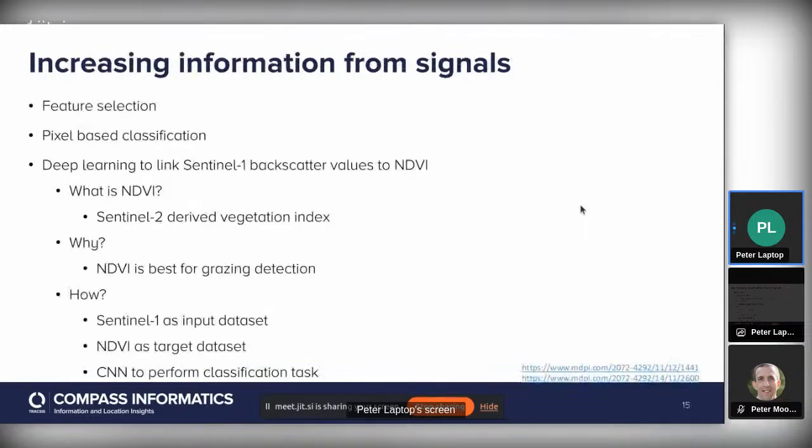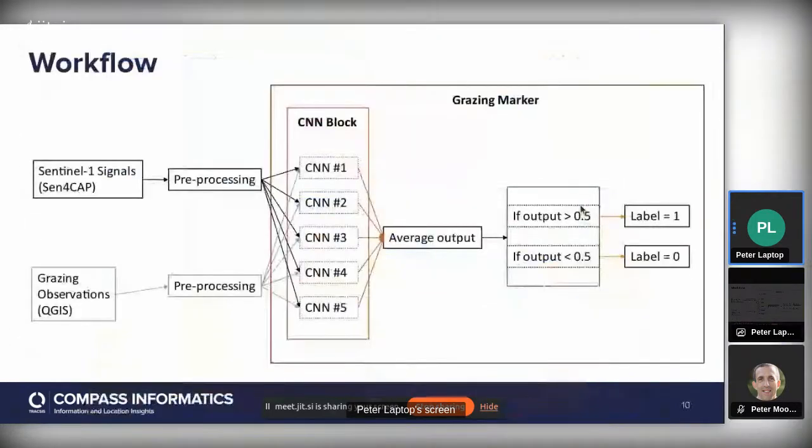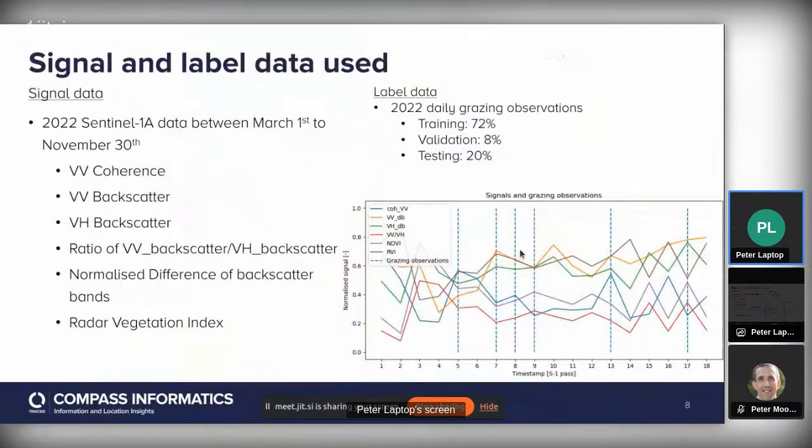So I'll start with increasing information from the signals. You can have feature selection, which can basically be seen as getting rid of one of the signals. Say, for example, if you recall from here, that one of these signals is really providing more noise than information. You should get rid of it so that the model will be able to perform better.